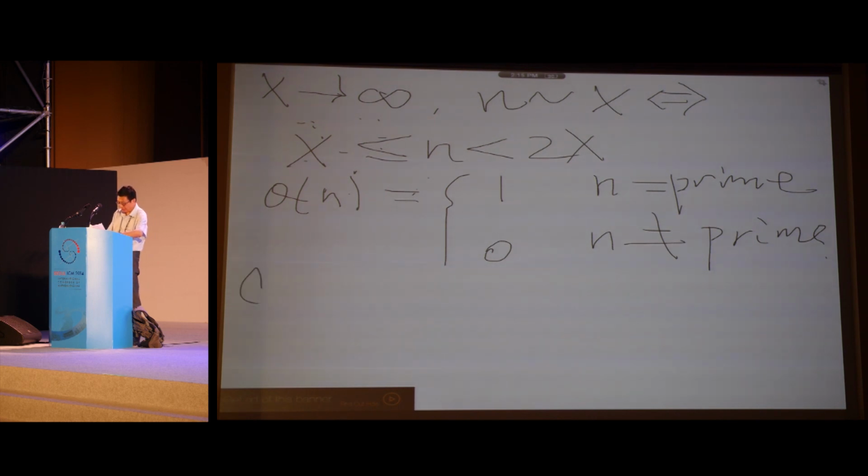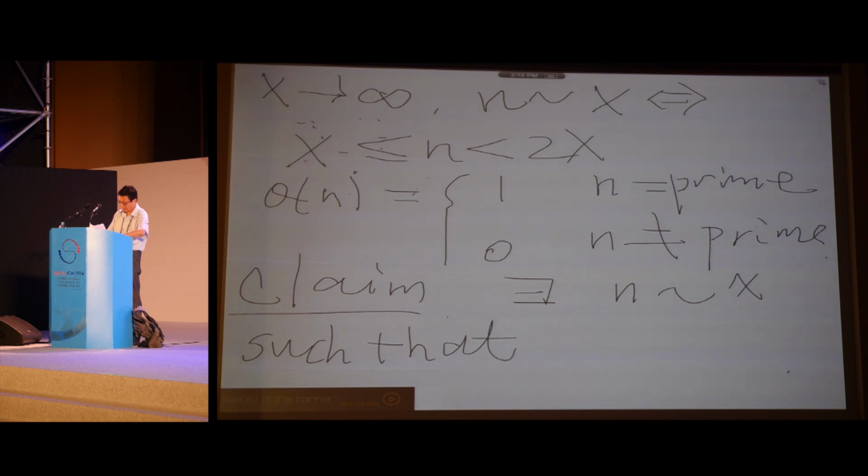Now we just need to claim one thing. There exists one n which is greater than or equal to x. For any large x, we can always find an n greater than x such that, let's look at this one, the sum over i from 1 to k.